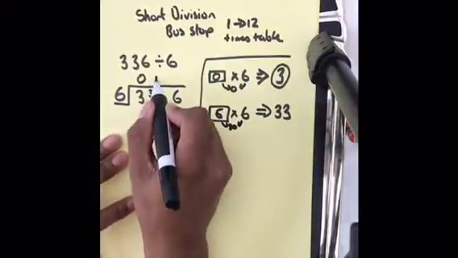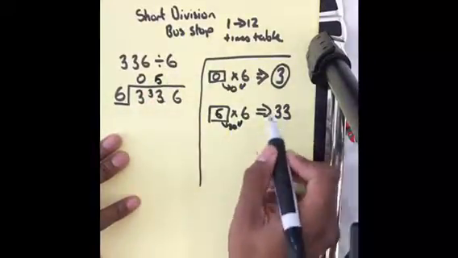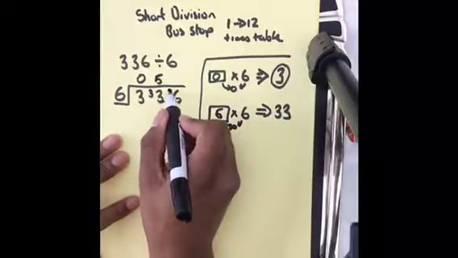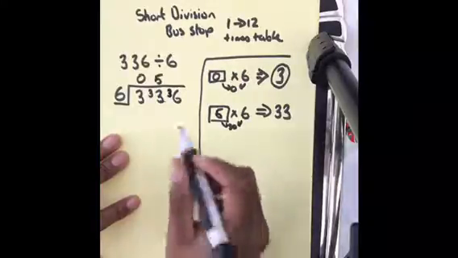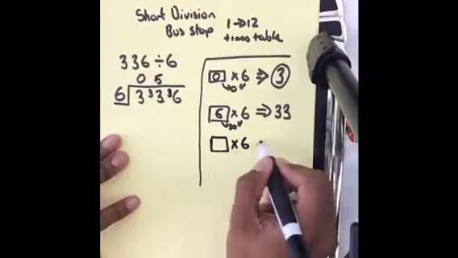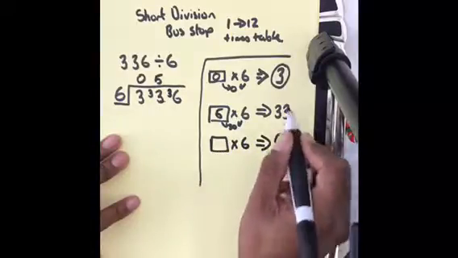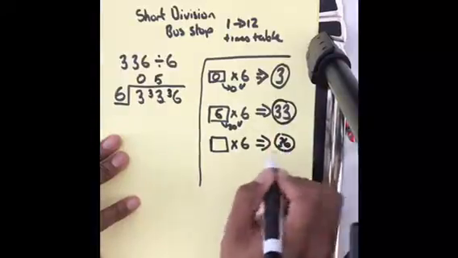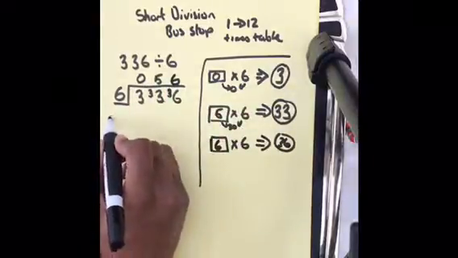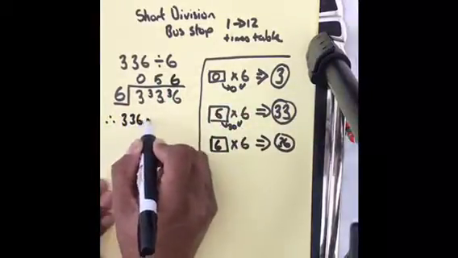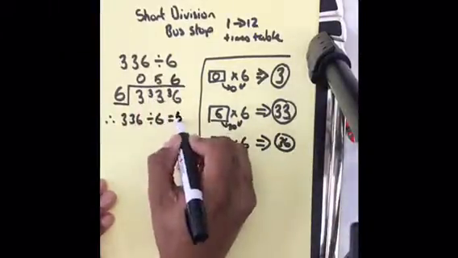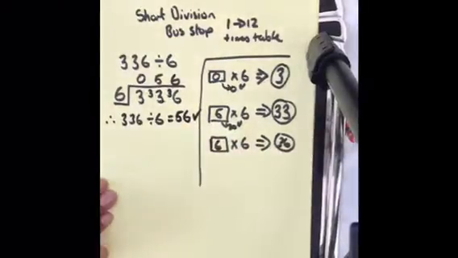So I've used 5, but I've used up 30 of that 33, leaving 3 left over, and that 3 goes here. So 6 into 36, again, I'm looking for a number, times by 6, which will give me my target number of 36. And I know that, it's 6 times 6. So that goes there. So the answer to my question, therefore, 336 divided by 6 equals 56. And that's how that's worked.